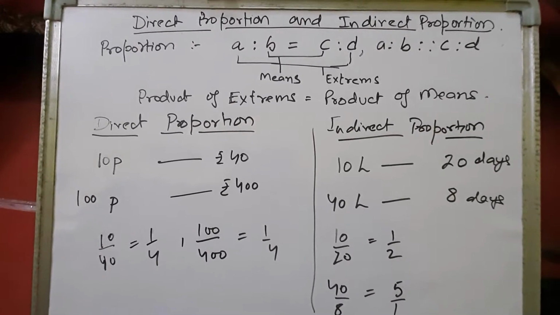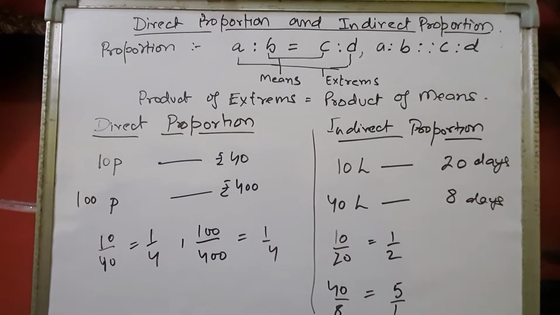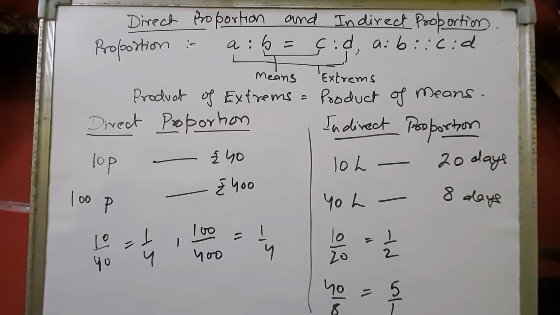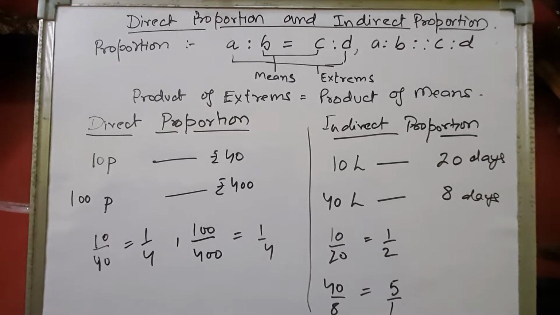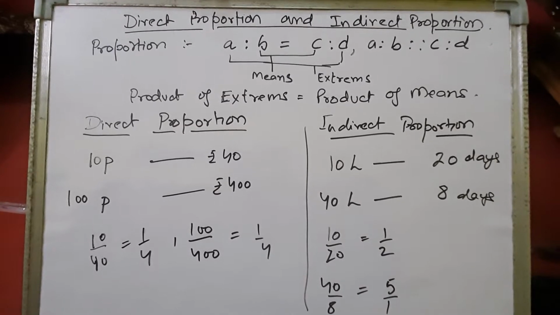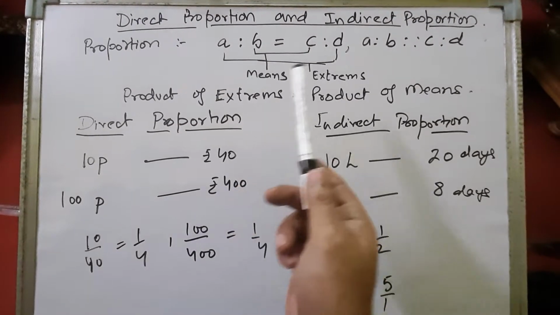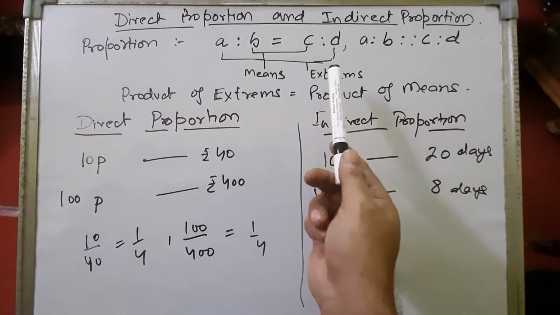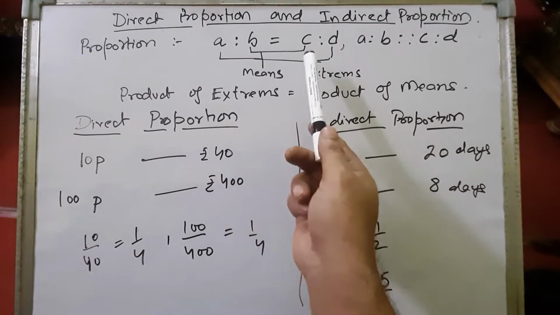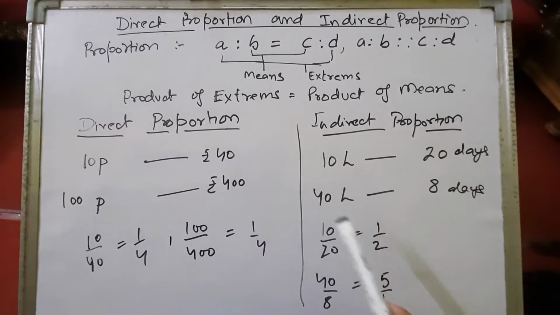Or when we equate two ratios, then we say that we can equate. If we can equate two ratios, then we can say that the four quantities are in proportion. Now, if A is to B and C is to D are equal, then we say that A, B, C, D are in proportion. Okay.